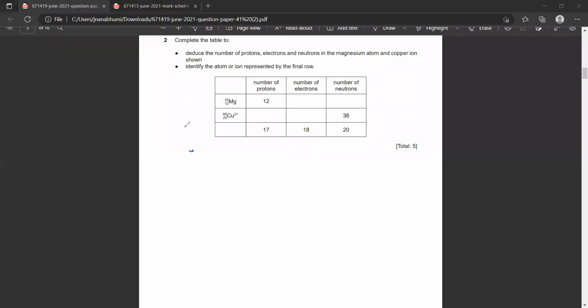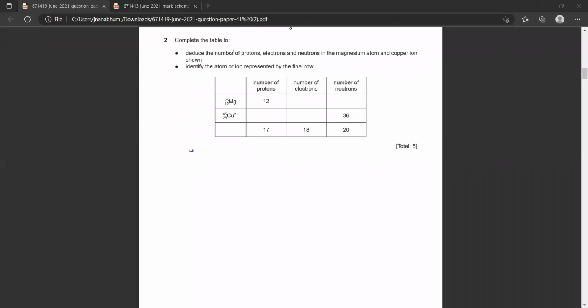The next question is the second one. Complete the table, deduce the number of protons, electrons and neutrons in magnesium and copper, and identify the atom or ion represented by the final row. The magnesium symbol is Mg. The lower one is Z, which means the number of protons present in the nucleus. It is also equal to the number of electrons. The upper part is called the mass number, represented by A. The mass number is the sum of protons plus neutrons.